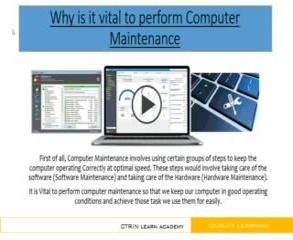Alright, and these steps would involve taking care of the software, which is called software maintenance, and taking care of the hardware, which is called hardware maintenance. It's very important for you to note that both hardware and software maintenance have to be carried out. You can't carry out one without the other. It's not advisable. And it is vital to perform computer maintenance so that we keep our computers in good operating condition and achieve the tasks we use them for easily.